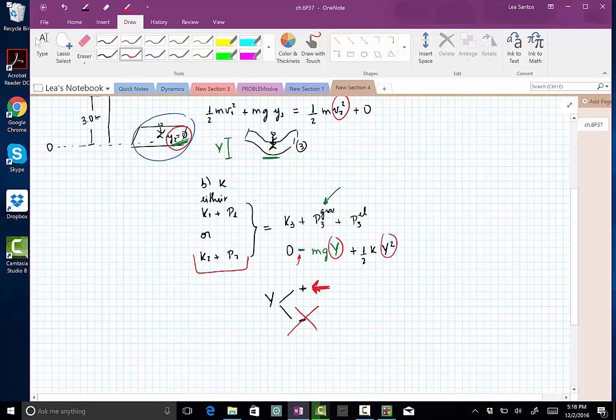So two important details here. Let's repeat it. We do have gravitational potential energy being negative because it's below the point that we called 0. And when selecting the solutions, I'm going to select the positive one if I already took into account the negative sign in the equation.